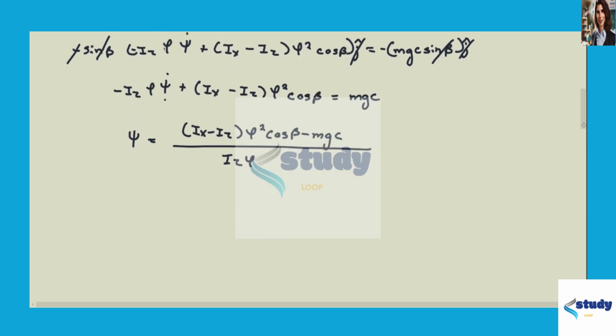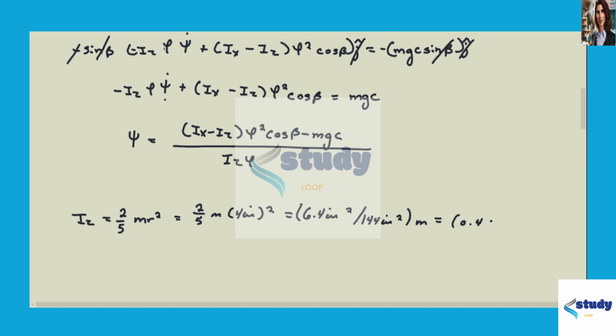And now we just need to find your I_z, and that's going to be 2/5 m r squared, so 2/5 times m of 4 inches squared, which is going to be 6.4 inches squared, divided by 144 inches squared, since you want feet, m equals 0.0444 feet squared m.